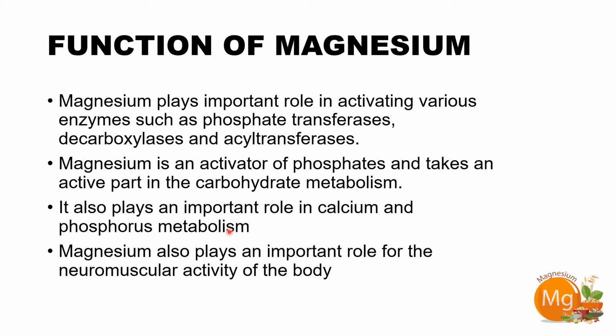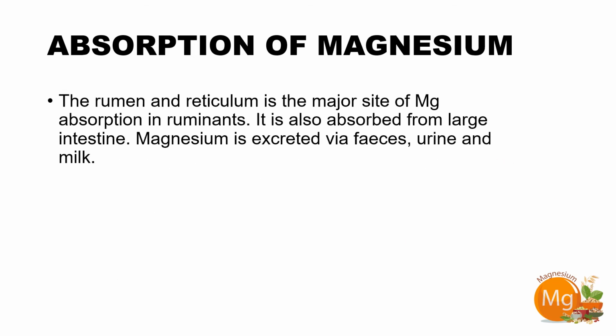And then magnesium also plays an important role in the neuromuscular activity of the body. So, for the animal's movement, in its activities that use muscle, it needs magnesium. So among the deficiency symptoms of magnesium, the animal does not move. It becomes paralyzed. That is a deficiency symptom of magnesium.